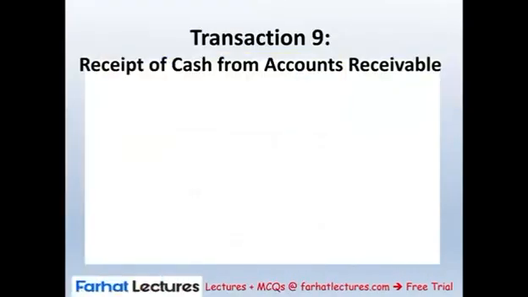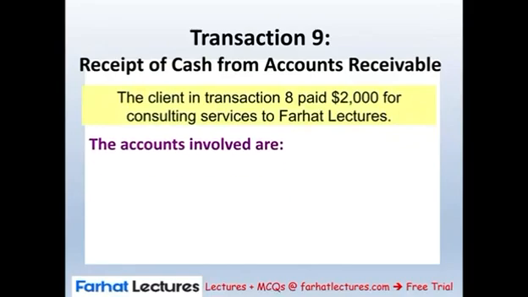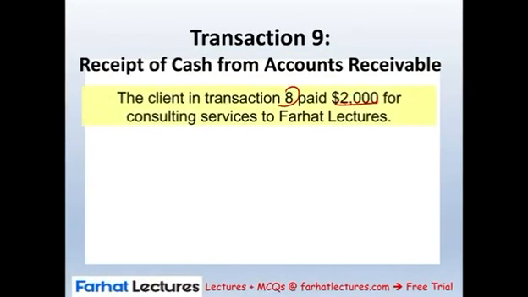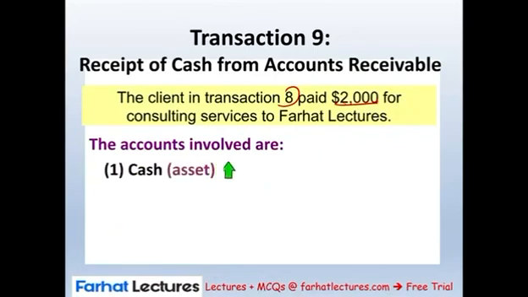Let's look at transaction 9. The client in transaction 8 paid 2,000 for consulting services to Farhat Lectures. So if we go back to transaction 8, we did the work, we generated the revenue, and we got a promise. Guess what happened next? The customer paid that promise. So if they paid, we received cash, so cash went up.